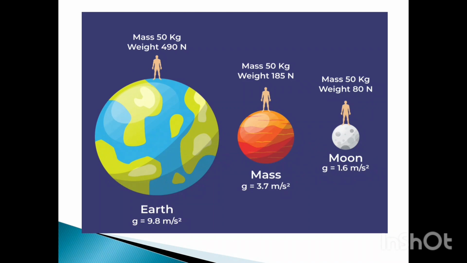So in this picture you can see mass 50 kg, weight 490 Newton, because the gravity of the earth is 9.8 meter per second squared. Mass 50 kg but weight is 185 Newton. Here gravity is 3.7 meter per second squared. Mass 50 kg, weight 80 Newton. So it's the moon, gravity is 1.6.